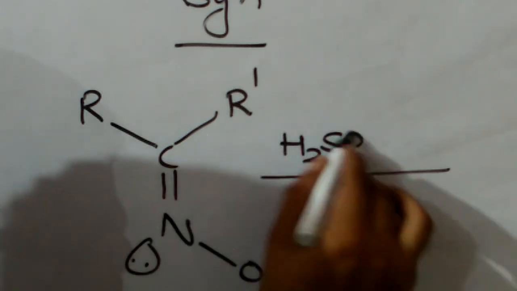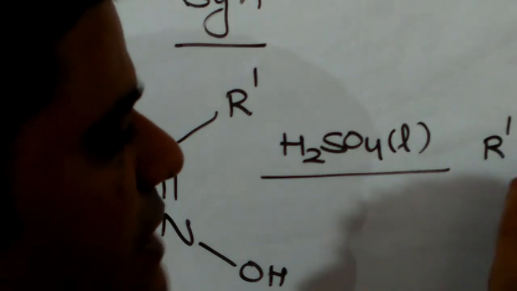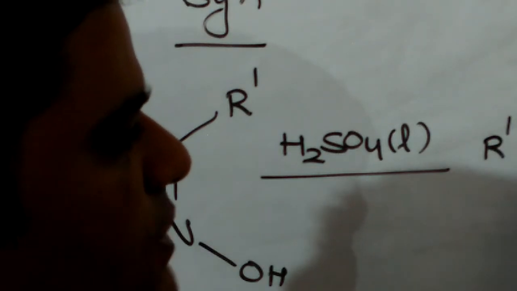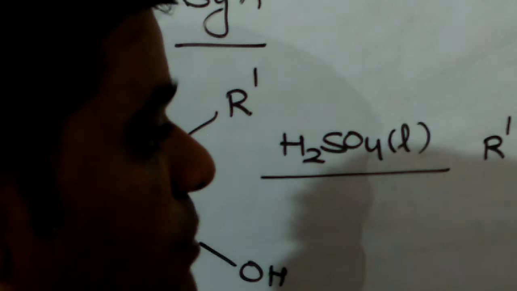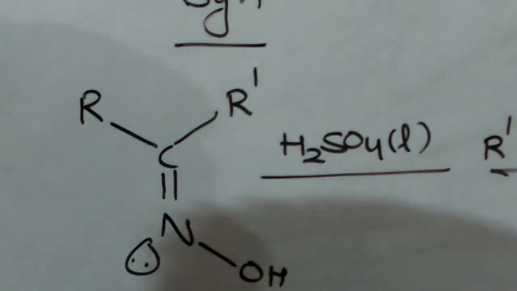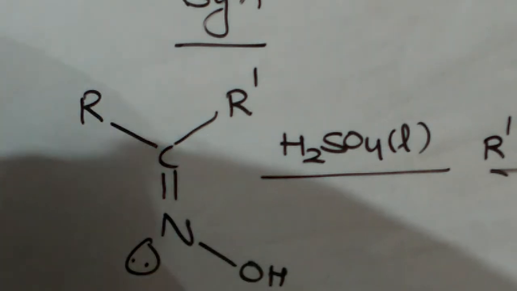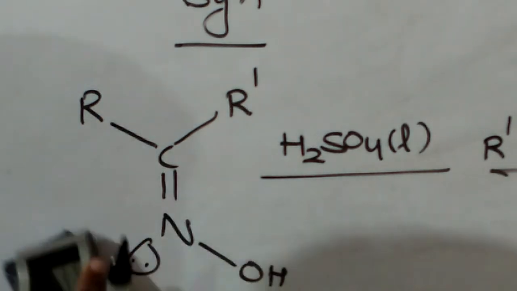In Beckmann rearrangement reaction, when a ketoxime is heated with concentrated H2SO4, the product formed will be a substituted amide, and for that the anti group should migrate to nitrogen. Keep it in mind, for ketoxime, the anti group migrates to nitrogen, and this reaction is known as Beckmann rearrangement reaction.